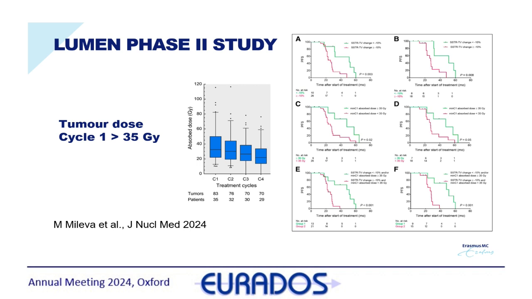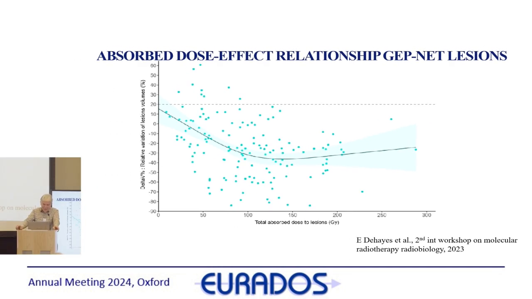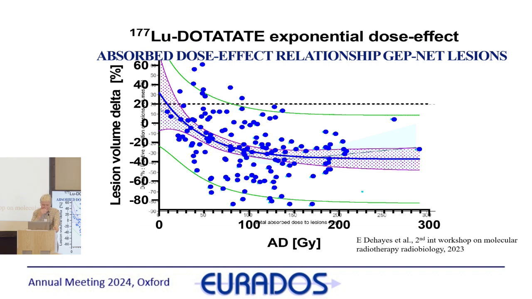That's the next question. A group in Montpellier looked at the tumor volume decrease, or rather change, after lutetium DOTATATE therapy. And they came up with this very peculiar curve, almost showing an increase of tumor volume at doses above 120 gray. I was quite puzzled by this curve, and I did my own calculations on the data.